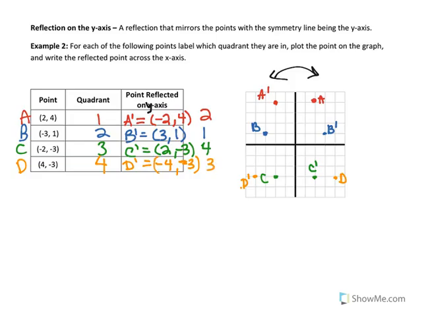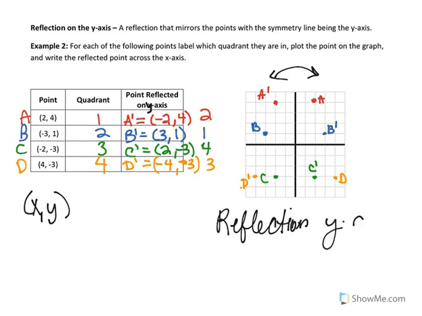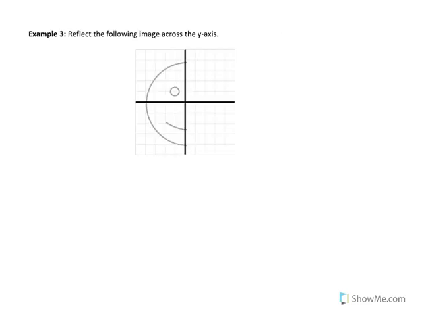So very similar to the other example, when you have a reflection on the y-axis, our x value is going to change this time, so it's going to turn into a negative x, and then our y value does not change.